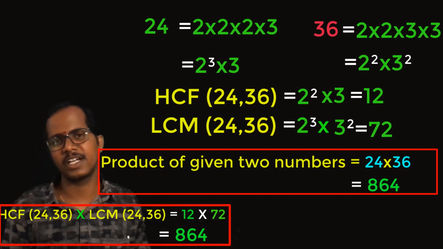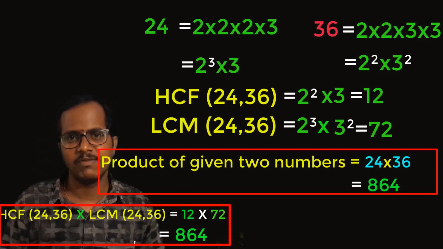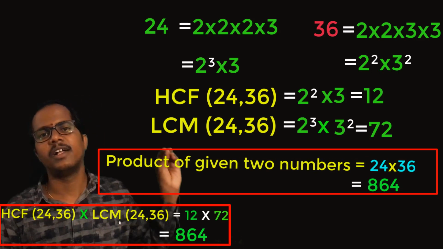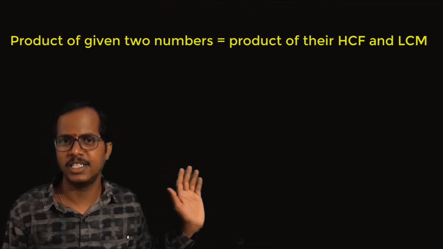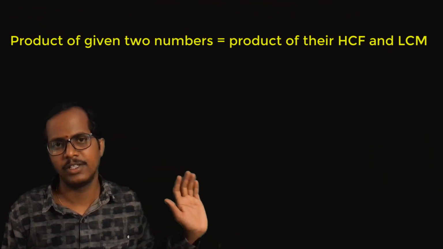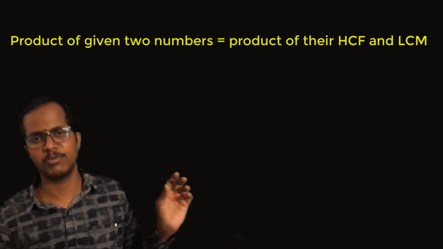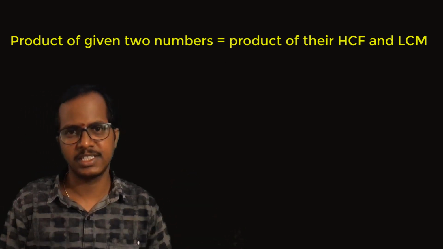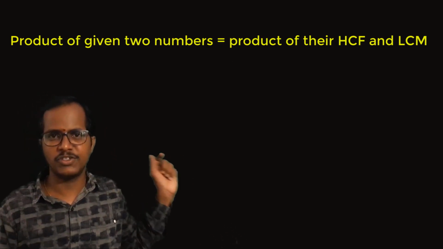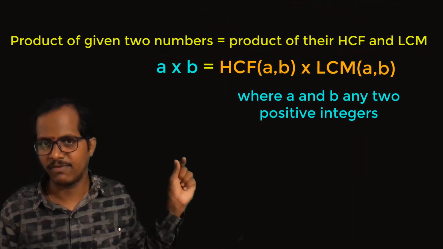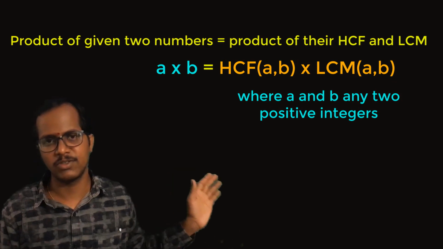So from this we can conclude one important result, that is, the product of given two positive integers is equal to the product of their LCM and HCF. So we can generalize it. Let us suppose the given two positive integers are a and b. Then we can write this result as a into b equals HCF of a comma b into LCM of a comma b.